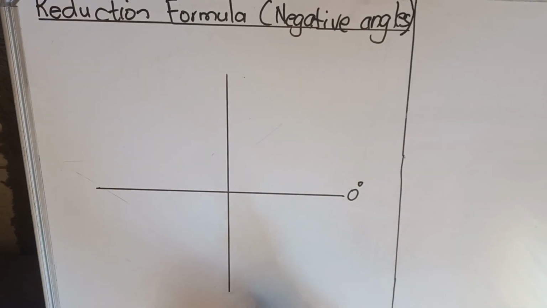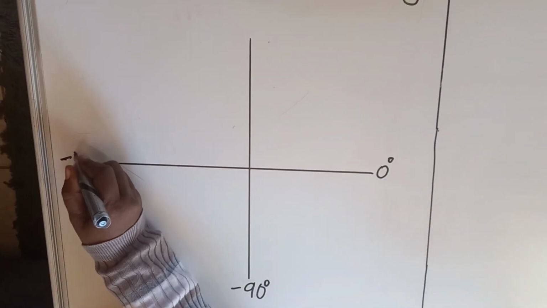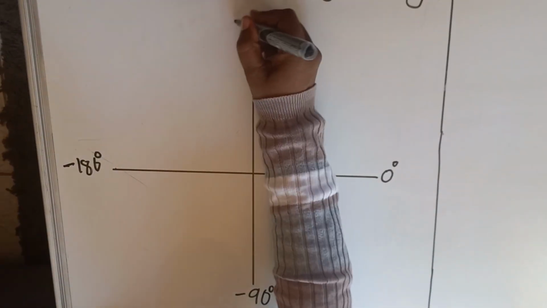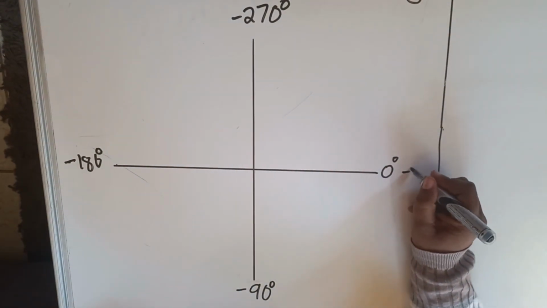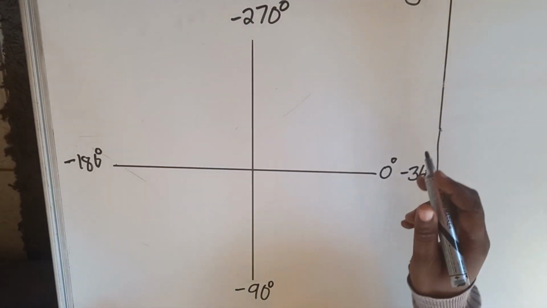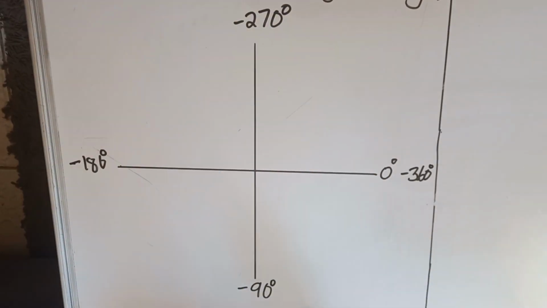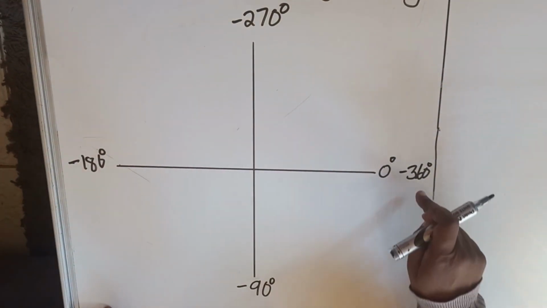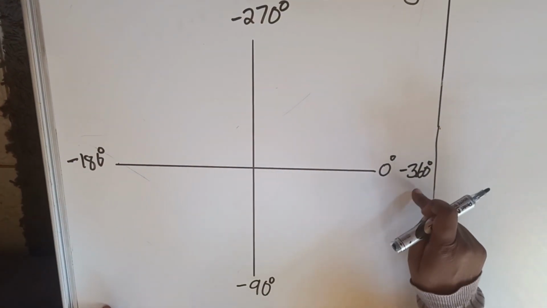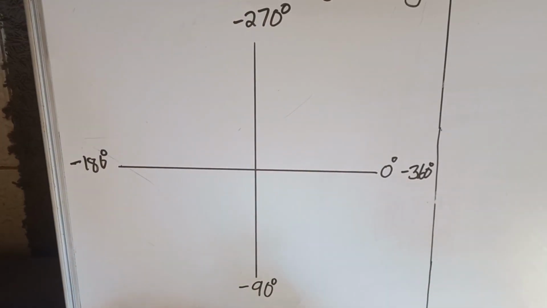And then because you are going negative, here will be negative 90 degrees, and then negative 180 degrees, negative 270 degrees, and then negative 360 degrees. So this is when we are doing negative angles. But what we notice is that when you go clockwise, the 360 and the negative 360 are at the same place, and the 180 and the negative 180 are at the same place.